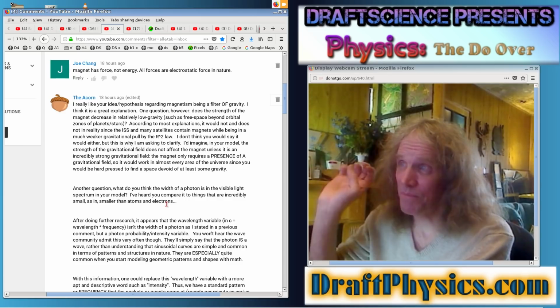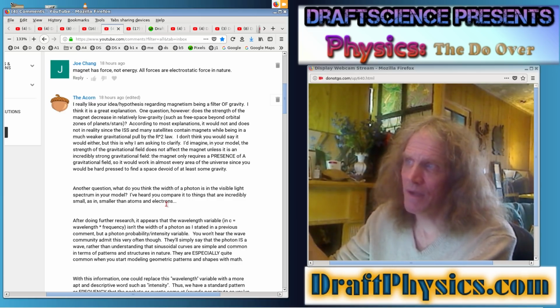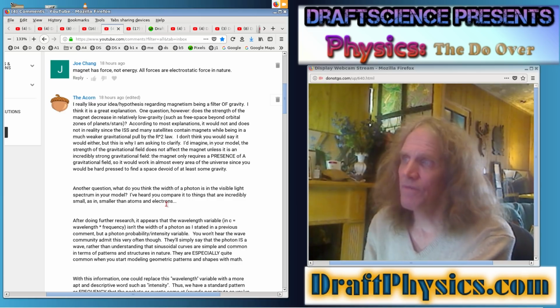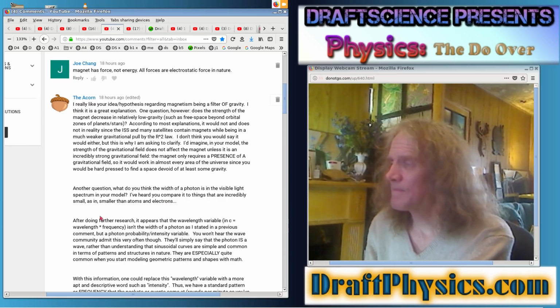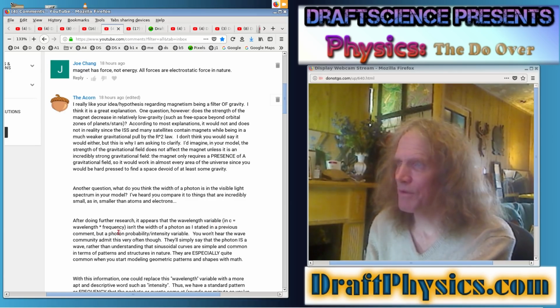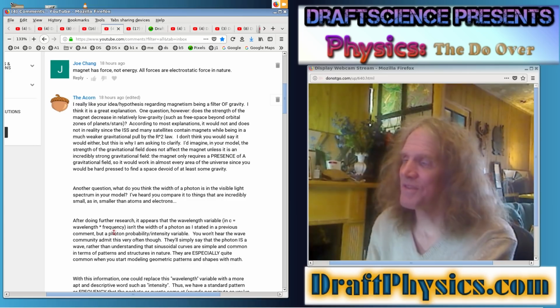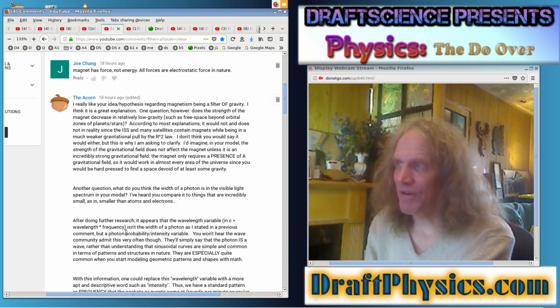It doesn't matter what your premise is. I mean, that's already kind of known physics. Photons hit electrons. "After doing further research, it appears that the wavelength variable in C = wavelength times frequency..." Well, again, why would you even do wavelength times frequency, right? They're just inverted numbers. They're going to give you 0.